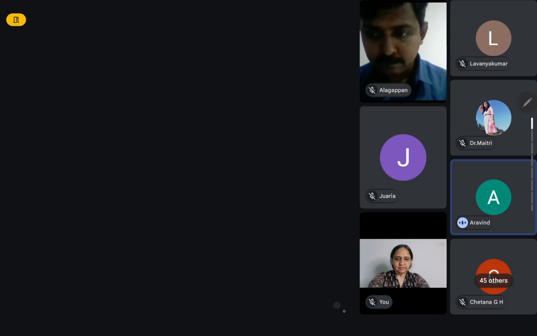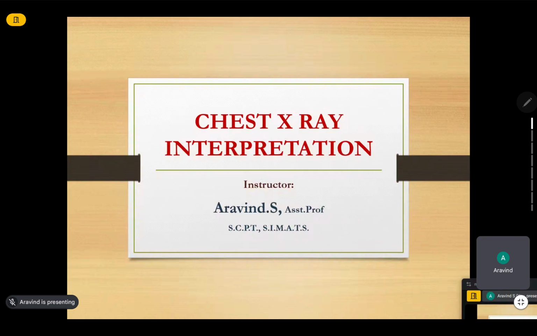As you all know, the chest X-ray is one of the inevitable diagnostic and investigative tools for clinical practice. And as physios, we are involved in acute care, as we are one of the parts of the emergency care team. It is necessary for us to have some basic understanding of chest X-ray interpretation.